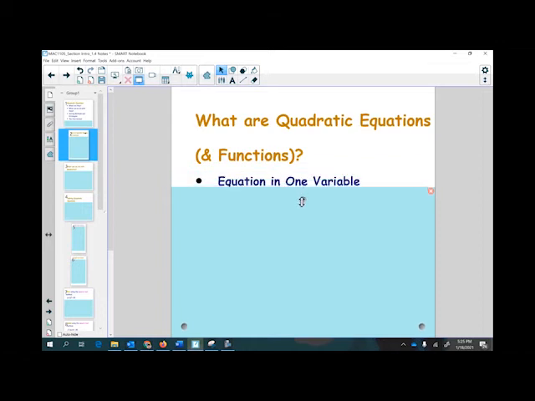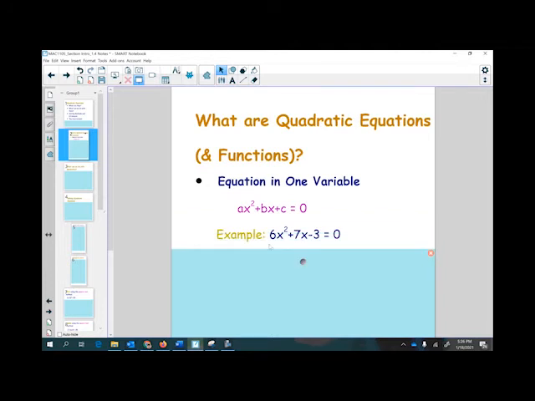So what is a quadratic equation? Well, a quadratic equation in one variable would look like this, where you just see x is the only variable. The a, the b, and the c represent constants that don't change or vary. So the only thing that is unknown from problem to problem is the x. Whenever you get these things, you're solving for x because it's the only thing that we don't know. We also have an example here to show you what that would look like with actual numbers instead of a, b, and c. So here's the example, 6x squared plus 7x minus 3 equals 0. That's an example of a quadratic equation in one variable.